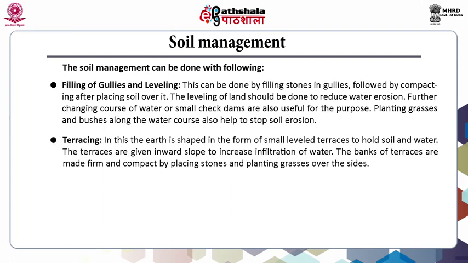The next method is terracing. In this, the earth is shaped in the form of small leveled terraces to hold soil and water. The terraces are given inward slope to increase infiltration of water. The banks of terraces are made firm and compact by placing stones and planting grasses over these sides.